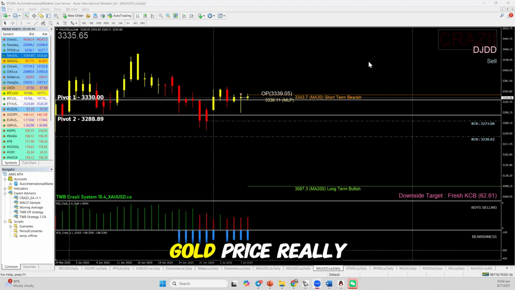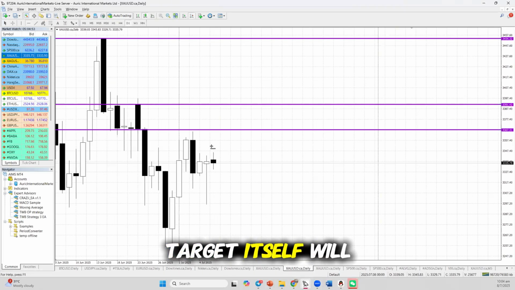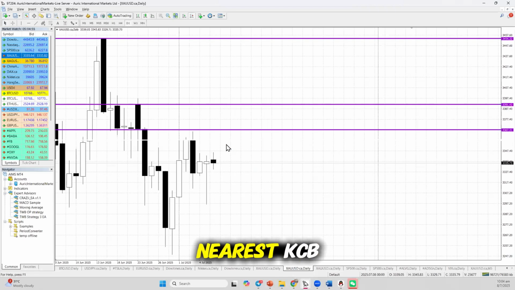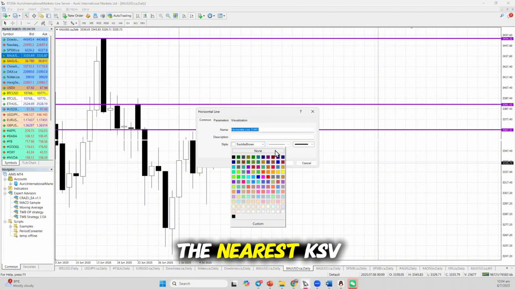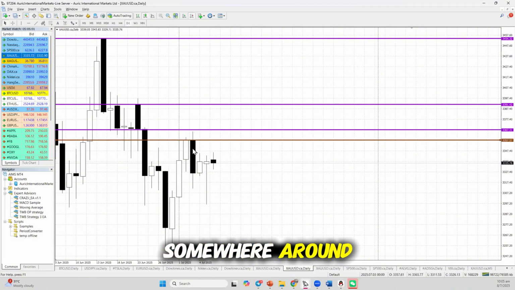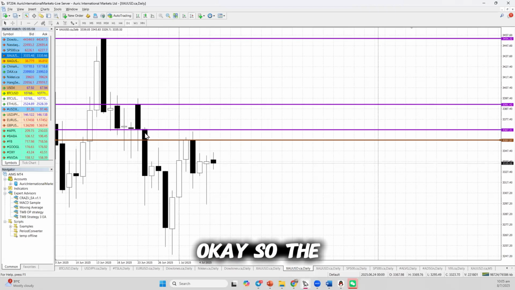So the thing is, if the gold price really goes up, then how high will gold be going? Let's take a look. The nearest first target itself will be here. That is the nearest KCB, which this morning we have covered. It will be somewhere around 3357. The next target will be 3367. The third target will be 3391. Okay, I'm going to write it down for all of you.